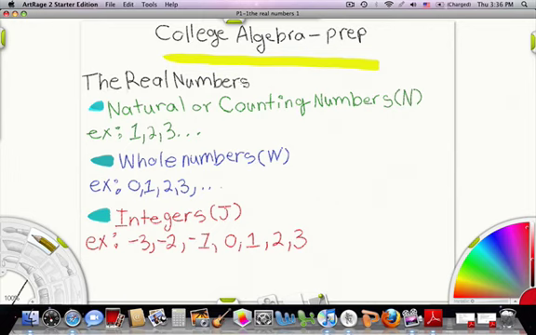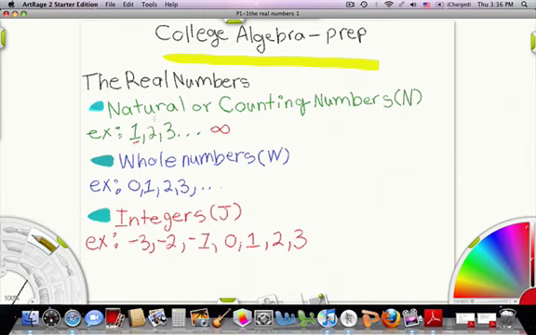The real numbers consist of natural numbers, whole numbers, and integers. First, natural numbers, or counting numbers, are just numbers starting at 1 and going 1, 2, 3, 4, 5, 6, and pretty much going on forever, all the way into infinity.